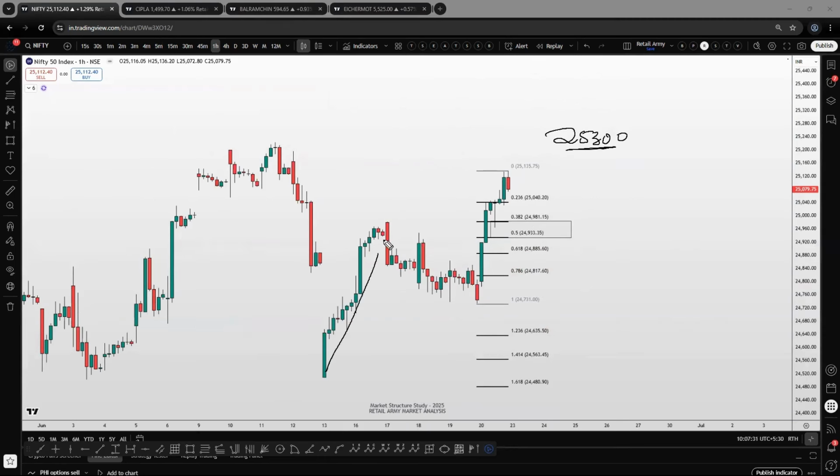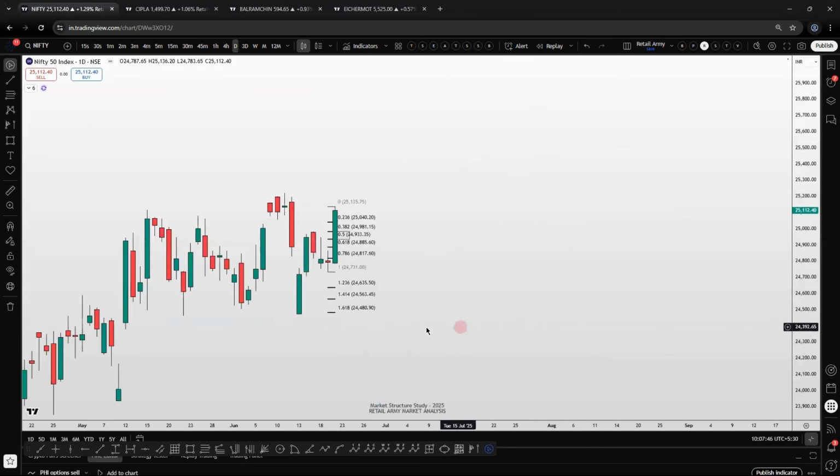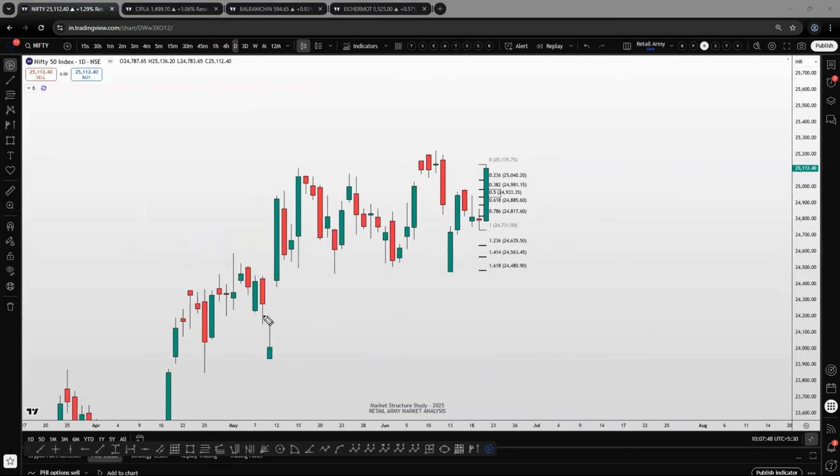Because if this is a 3-wave pattern and we are in a wave 5, then it can also be an ending diagonal. I'll show you on the higher time frame. Let me go to a daily chart. There are some cases that this ending diagonal started from here, and there are some cases that it started from here, like this, and then this is the final move. Right now at the moment, I'm not going into that.